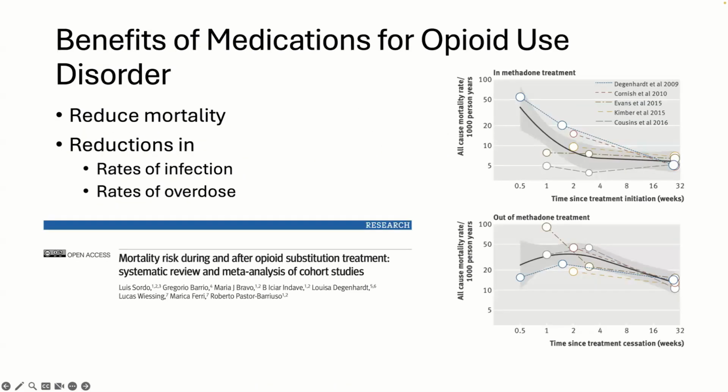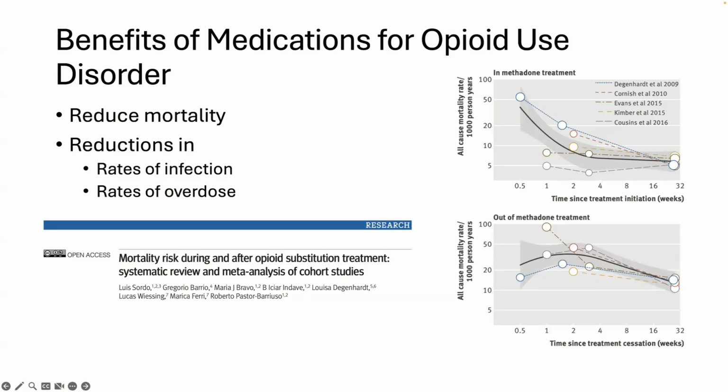So, before we go into how to manage these patients perioperatively, it's important to understand why medications for opioid use disorder matter in the first place. Medications like methadone and buprenorphine have been shown to reduce mortality. And here I've presented a systematic review from 2017 and a meta-analysis by Sordo and colleagues. I believe this one was published in the British Medical Journal.